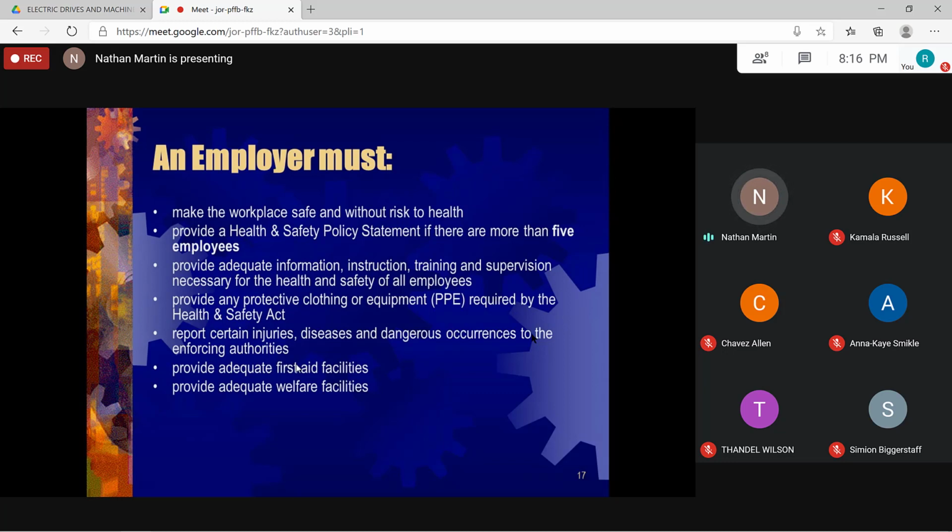Provide any protective clothing or equipment. Like a lot of industries out here, they give you safety shoes, a safety hat, the visibility vest, all of these things. When they are worn, you turn them in and they give you a new one, right? So it might not be yearly. It can be on a frequent basis based on how your equipment is worn, right?